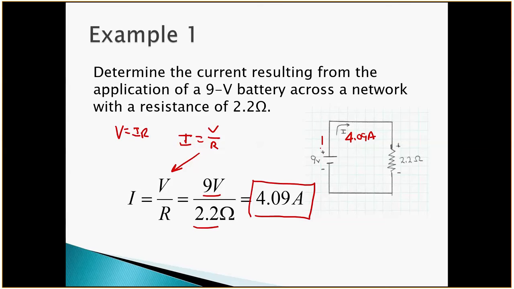It leaves the positive terminal of the battery. It enters the positive terminal of the load, and it comes back over here and it enters the negative terminal of the battery so it can leave the positive terminal of the battery. So I've got this 4.09 amps continually circulating in this circuit until the battery eventually goes dead. But in theory and in heaven, I've got a great battery and it will last forever.